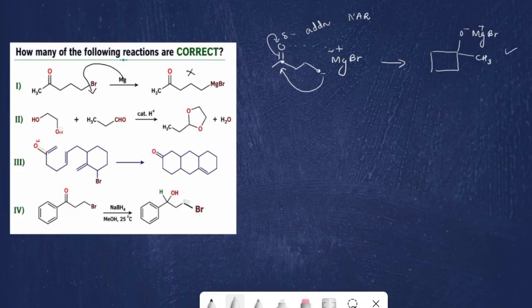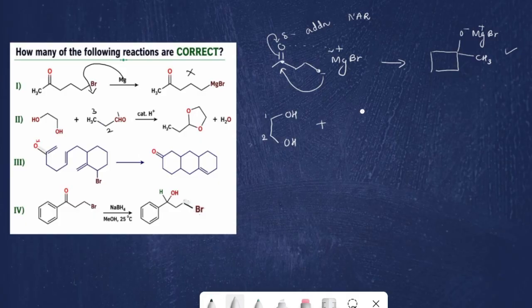Now let's check for option B. The given molecule is ethylene glycol, right? So ethylene glycol, it's a vicinal diol. What do you mean by vicinal diol? They are on the adjacent carbon like this. Geminal diol means the hydroxyl group will be on the same carbon. It is treated with an aldehyde. What aldehyde is it? Count the number of carbons. 1, 2, 3. It's a propanal molecule.